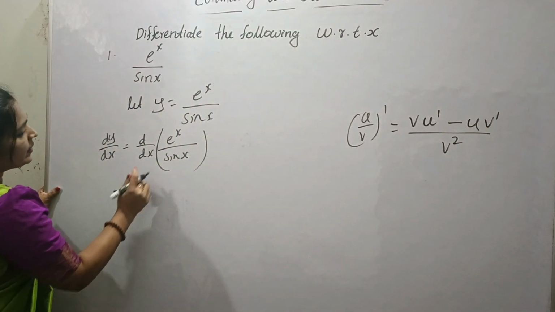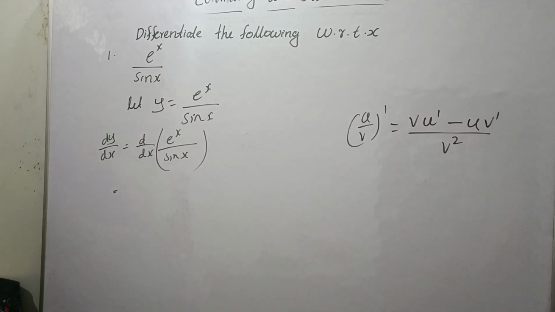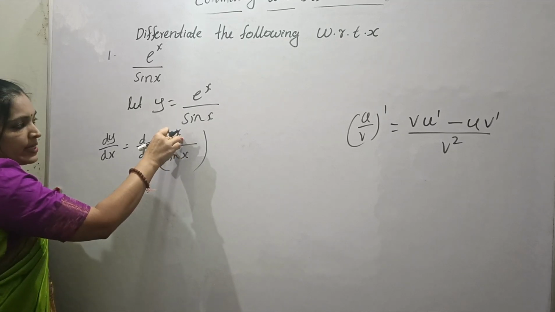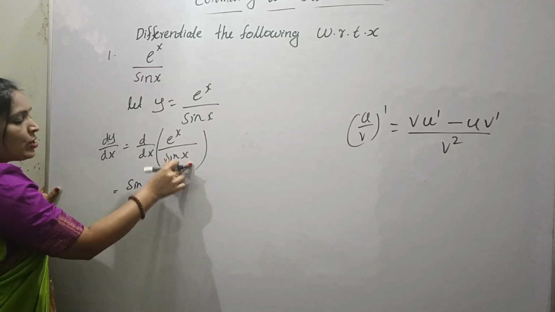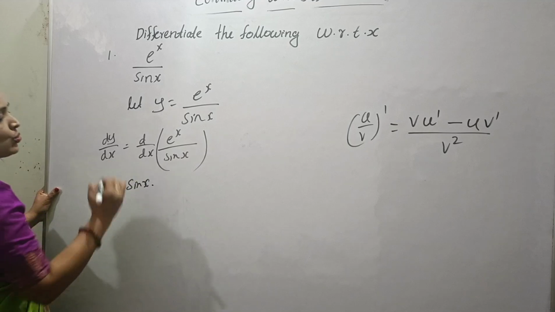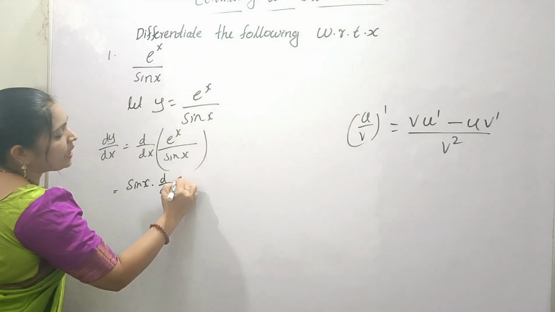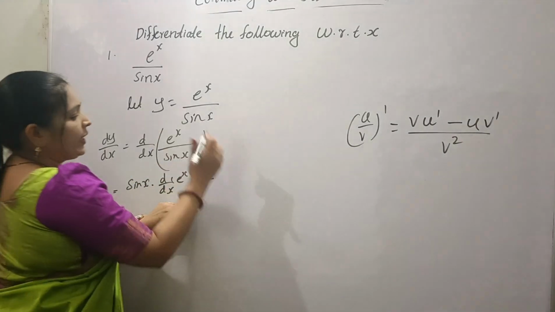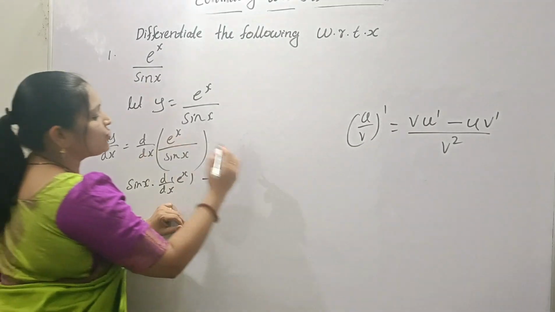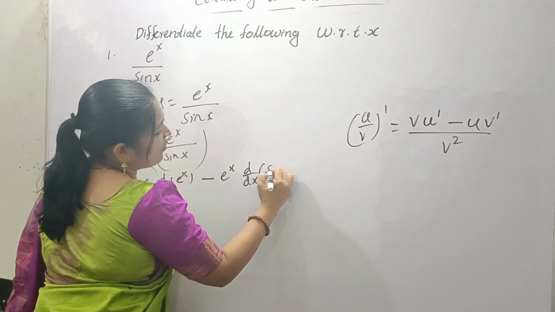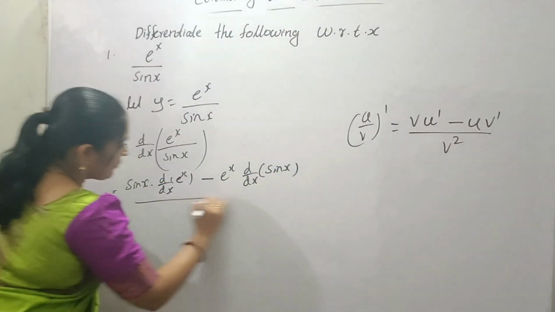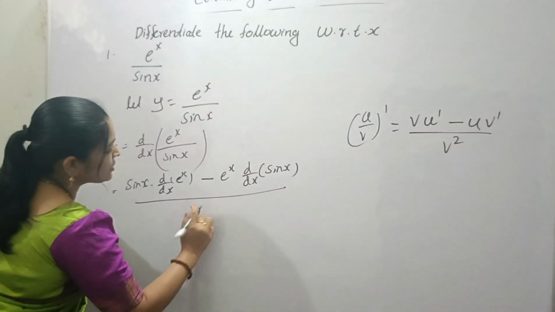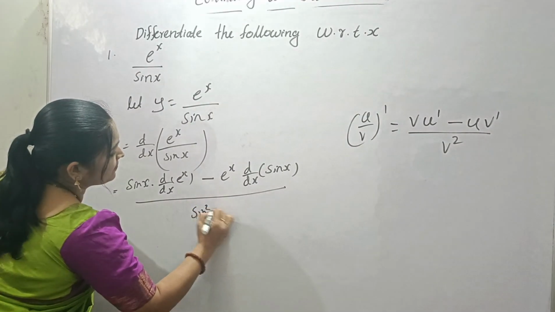Apply it here. That is d by dx of e raised to x divided by sin x is denominator into, okay? Here u is e raised to x, v is sin x. So v into, that is sin x into derivative of e raised to x, minus u into, that is e raised to x into derivative of sin x, d by dx of sin x, whole divided by v square. What is v here? Sin x, right? So sin square x.